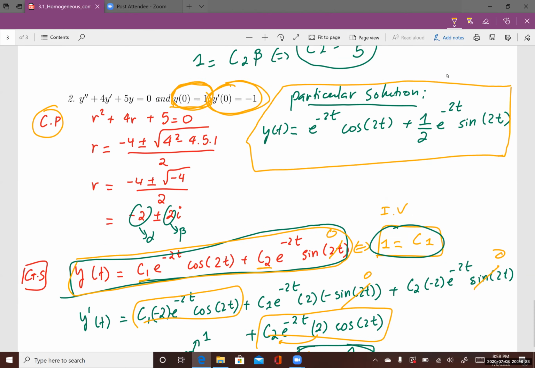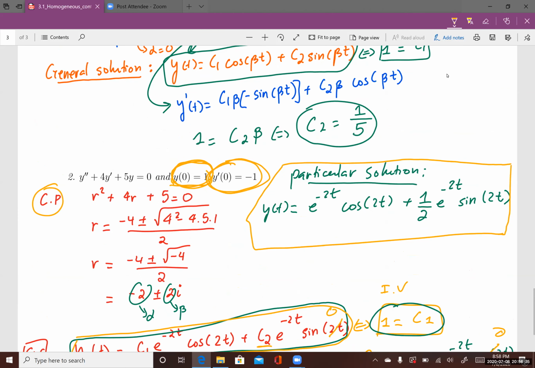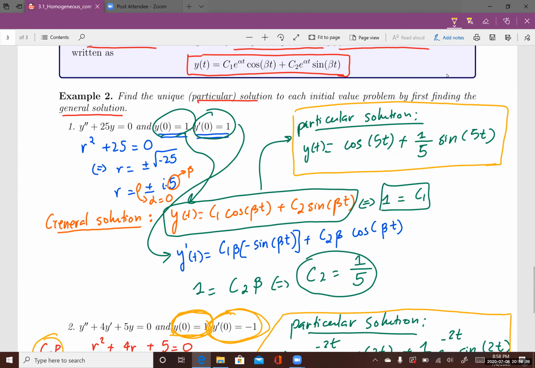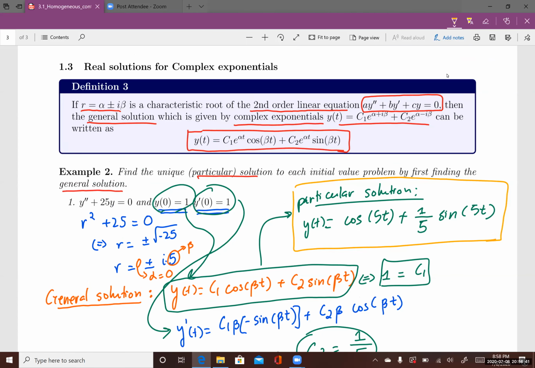Here we go. I just introduced how to find the real solutions for complex exponentials when you have a complex root for the characteristic polynomial of a second order linear differential equation with constant coefficients.